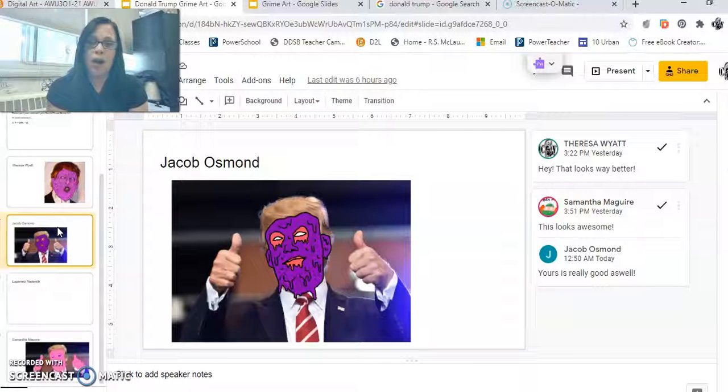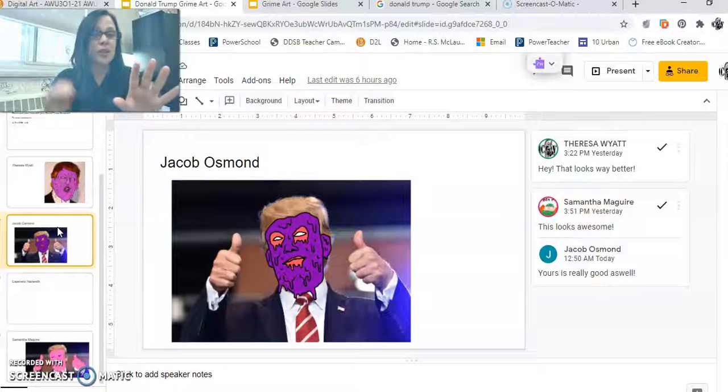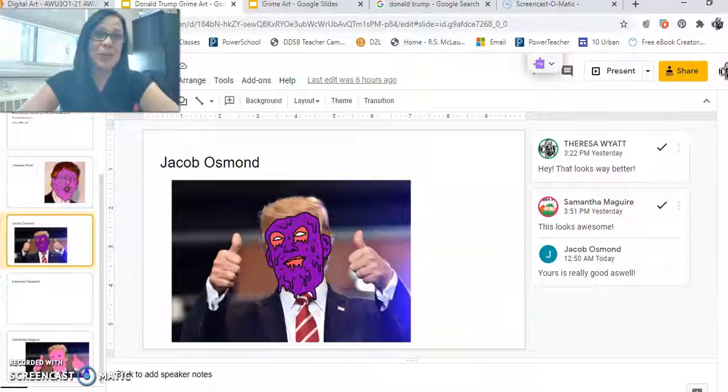So think about why. Why are you choosing the person that you're choosing? And by griming them, by doing this grime effect to them, how does that change them? What's the message? Why? What's the meaning? How does it change the original photo? And what is the deeper meaning? Okay? So think about that when you make your idea board. And then once your idea board is done, you are ready to grime. Okay? They're going to be great.